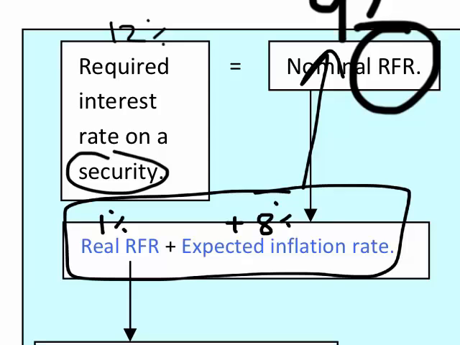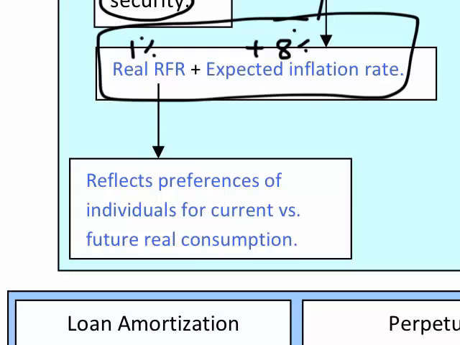That real risk rate is the real change in the purchasing power, that is 1%. Maybe 1%, it can be negative. Because if prices rise more than what the bank pays, then in reality, in real terms, you've lost. So, we'll go into detail of this in level 2 and level 3. This real risk-free rate reflects preferences of individuals for current versus future real consumption.